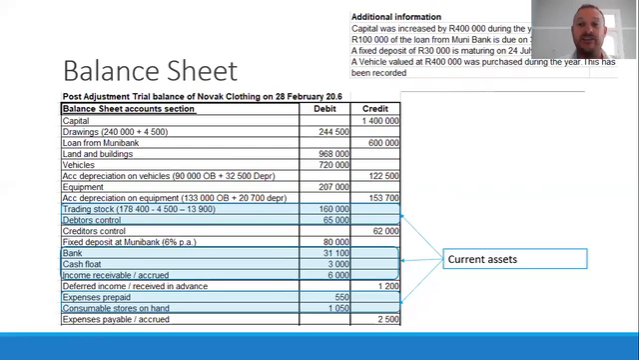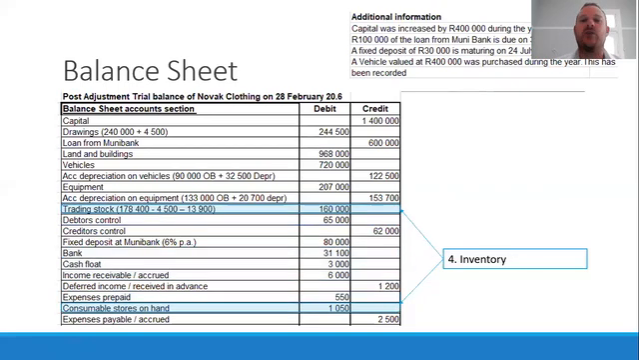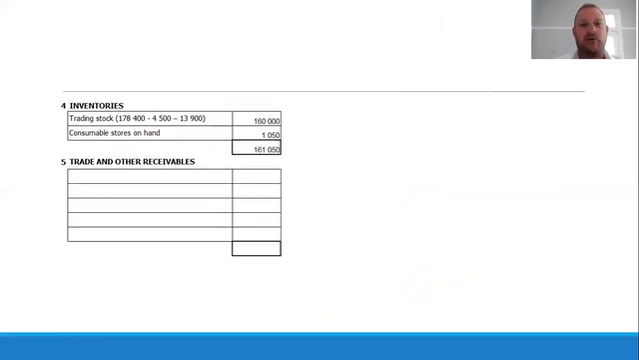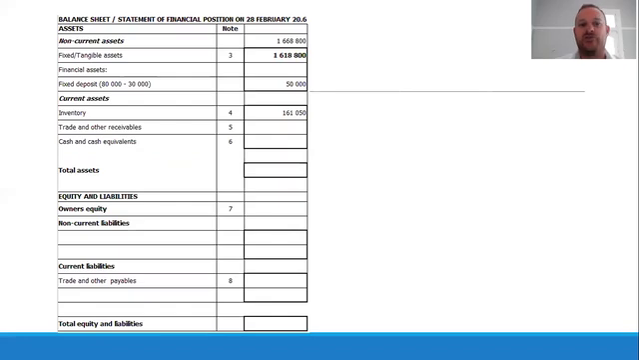Again, gents, to keep things simple, we've categorized those current assets and broken them up into extra categories. So the first part is inventory, and inventory is made up of trading stock and consumable stores on hand. The way we transfer that information into our inventory note is as follows. We add the two figures up, the 160,000 plus the 1,050, and we end up with a total of 161,050 Rand. That we transfer straight across to inventory as note number 4 in the balance sheet.